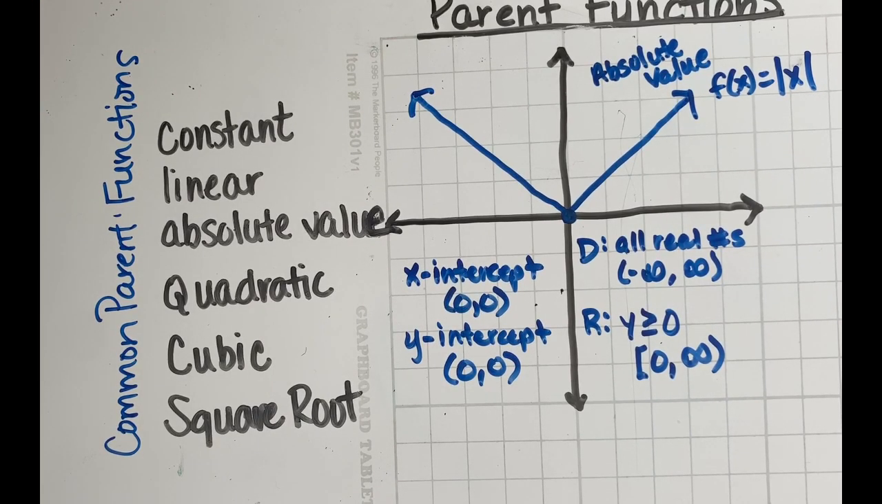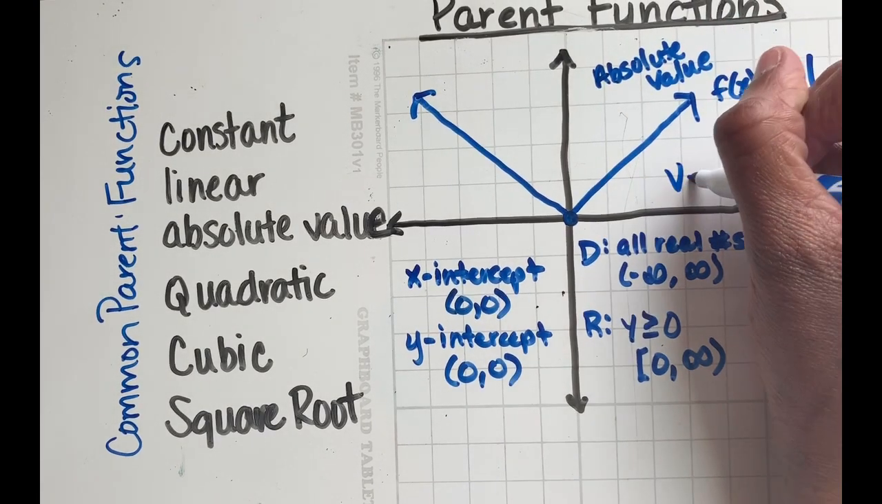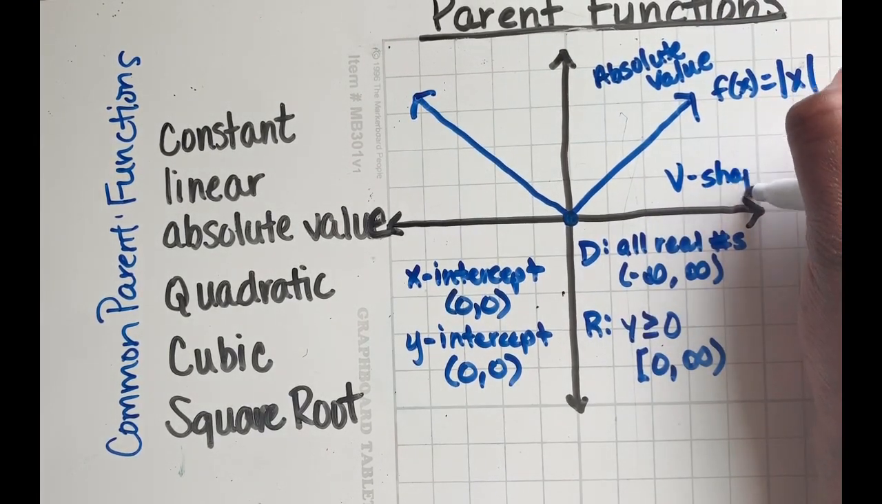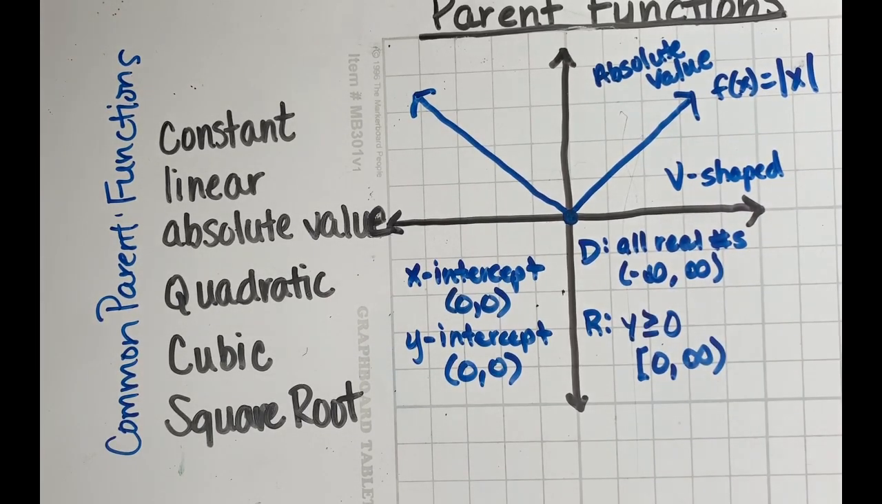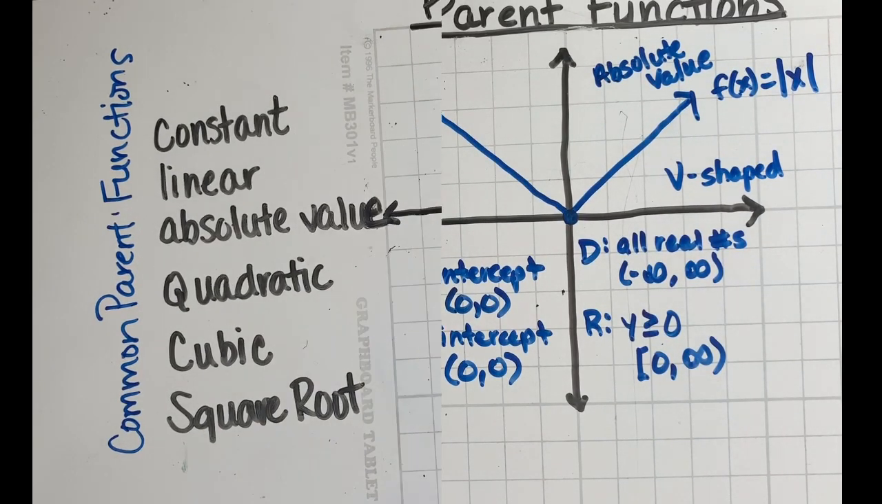And then one thing I want you to notice about this graph is it's a V shape. So this is V-shaped. So your absolute values look like a V.